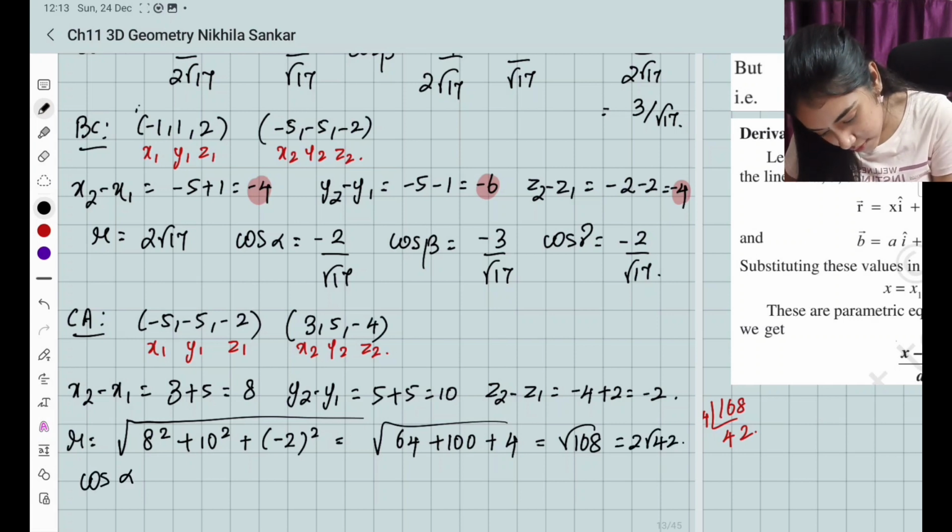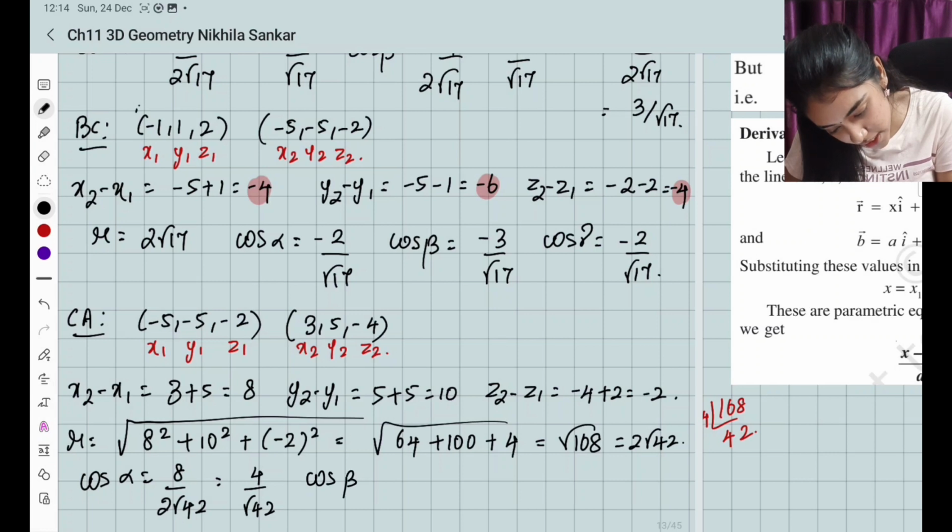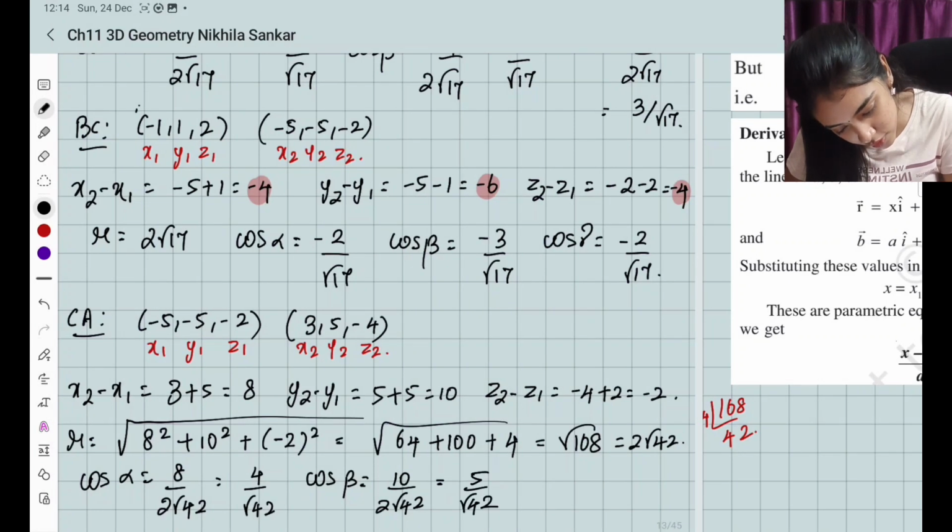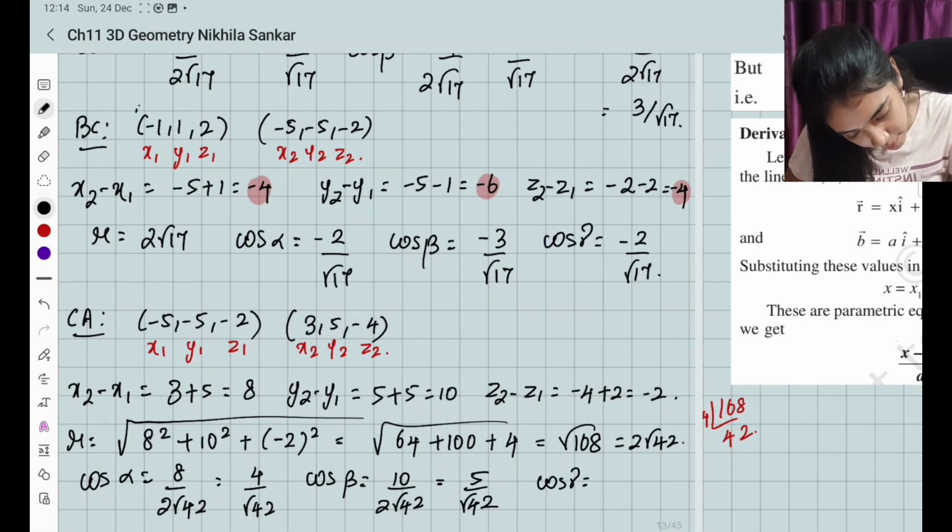Now my cos alpha is going to be x2 minus x1, which is 8 divided by 2 root 42, which becomes 4 divided by root 42. Similarly, cos beta is going to be 10 divided by 2 root 42. When I cancel, I'll have 5 divided by root 42. And cos gamma is going to be minus 2 divided by 2 root 42, which becomes minus 1 divided by root 42.